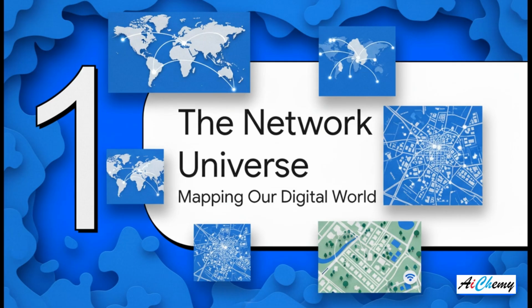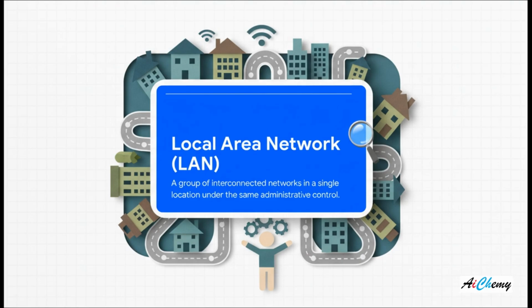The best way to think about this is like starting with Google Earth, seeing the whole planet. And then we're going to zoom all the way in, past the country, past the city, right down to your individual street. Okay, let's start with the one you know and use every single day, the local area network, or what everybody just calls a LAN. Yep, this is your home Wi-Fi network. It's a network at your school or your office. It's just a small, private group of connected devices in one location, all under one roof, basically.